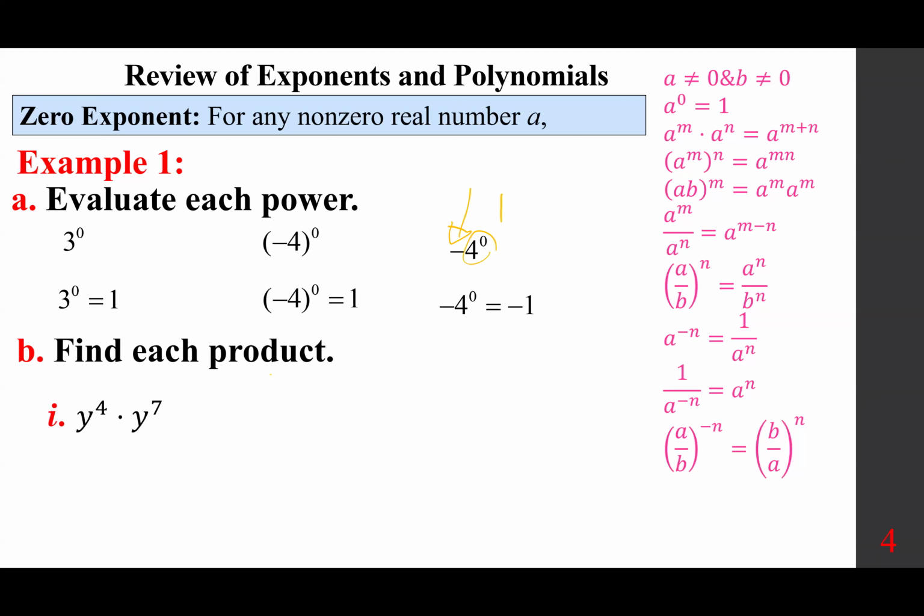We want to find each product. We use the product rule. We add 4 and 7, and the answer is y to the power of 11.